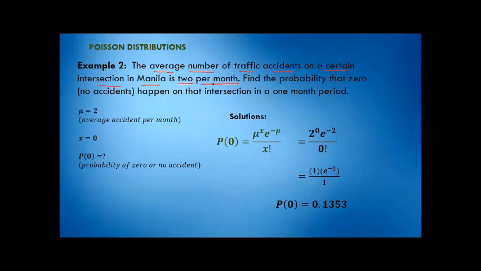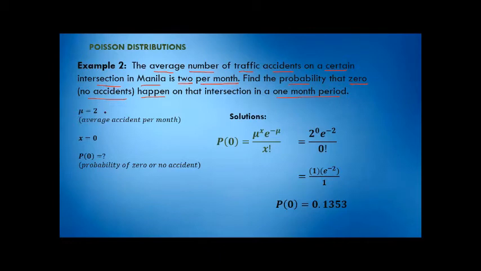Kaya may binanggit na per month. So the average accident per month is 2. Find the probability that 0, ibig sabihin ng 0, no accidents happen on that intersection in a 1-month period. So ang sabi, average na 2 accidents per month, ano naman ang probability na 0 accident per month or in 1 month? So analyze natin ulit.